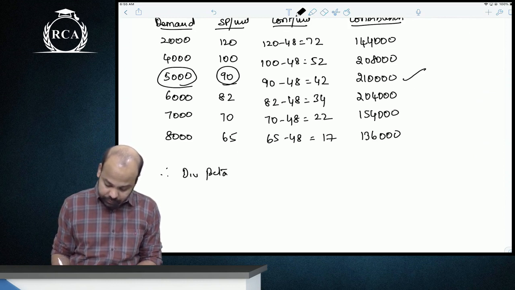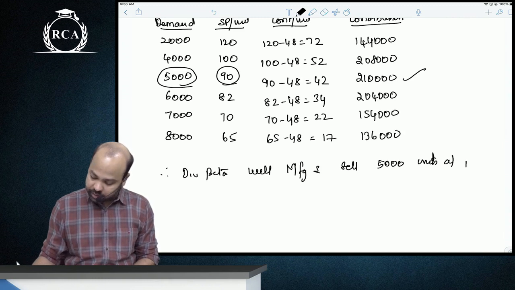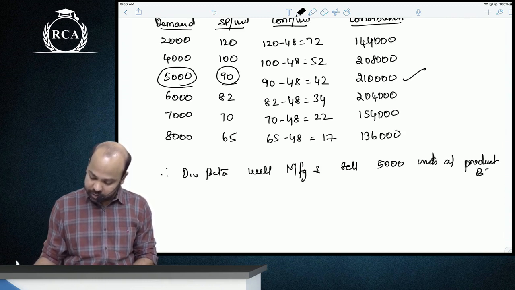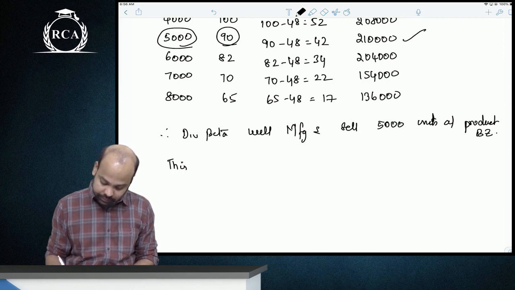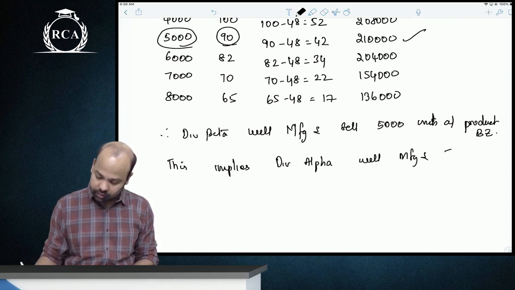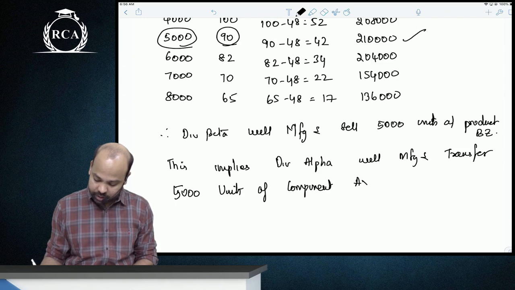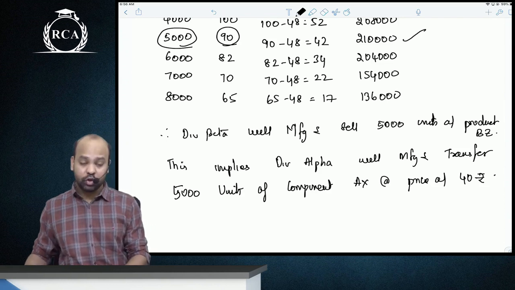Division beta will manufacture and sell 5,000 units of product BZ. Now, this implies division alpha will manufacture and transfer 5,000 units of component AX at a transfer price of 40 rupees. Division alpha is also going to make a profit at this level.